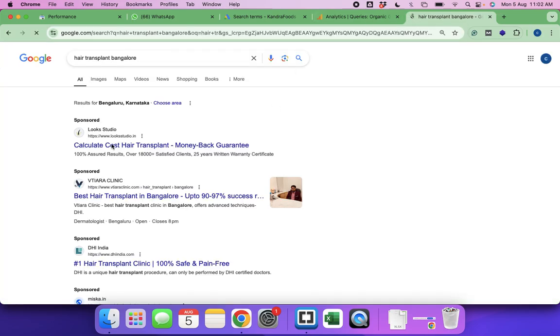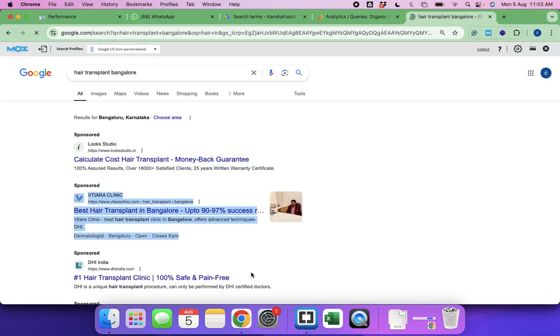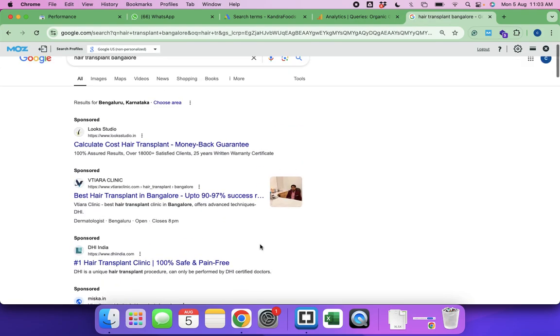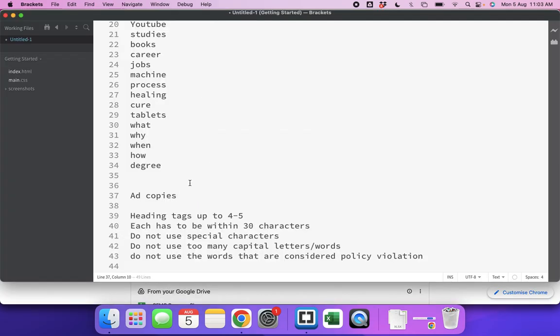This is ad copy. Whatever you are showing here completely, all of this, including this image, everything put together is called ad copy. Okay, so ad copy has multiple components. Let me write that explanation here.